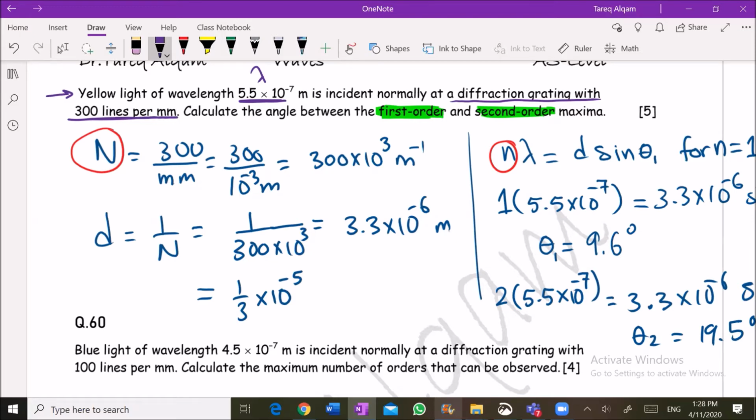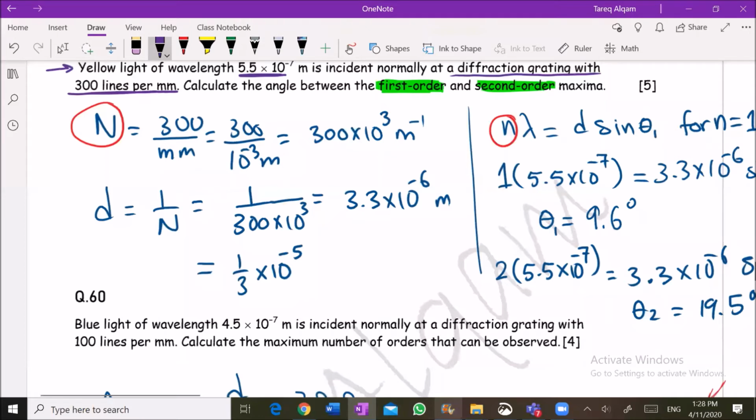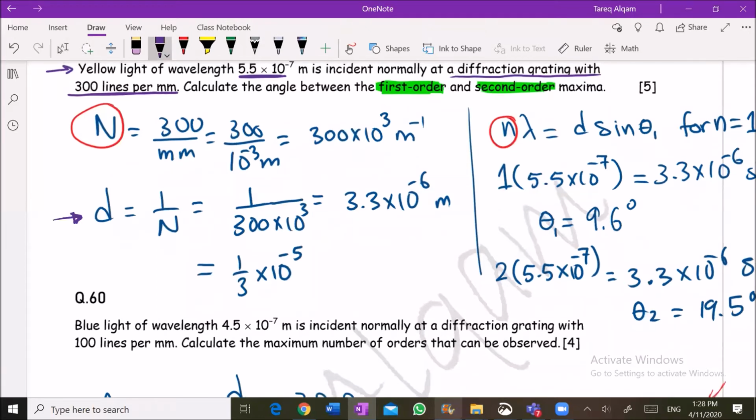To find this, guys, I have to find the angle for the first order and the angle for what? For the second order. First of all, I have to find D. D equals 1 over N. N equals 300 per millimeter. Again, guys, in millimeter, I have to replace it with 10 to the power negative 3. So this becomes 300 times 10 to the power 3 m to the power minus 1. Substitute here instead of N, 1 over 300 times 10 to the power 3, I will get this value.